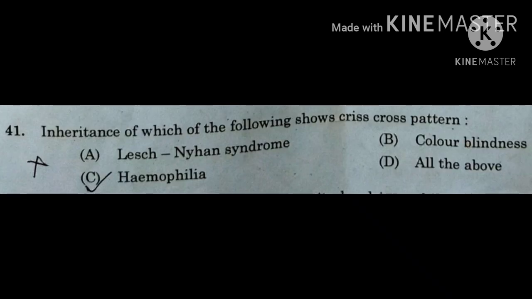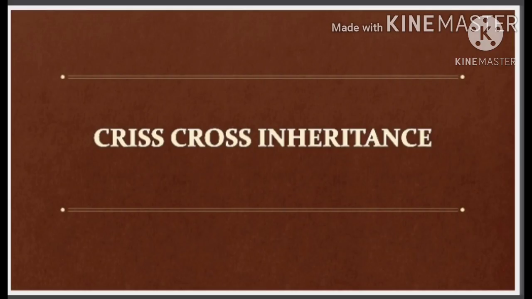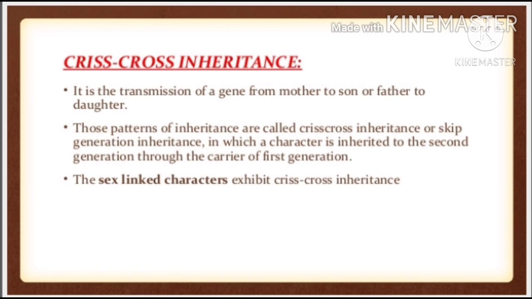Okay, inheritance of which of the following shows crisscross pattern? Option A, Lesch-Nyhan syndrome. Option B, color blindness. Option C, hemophilia. And option D, all the above. Let us understand crisscross inheritance in brief. What do you mean by inheritance? The phenomenon of transfer of characters from parents to offspring or young ones can be called inheritance, and such characters are called inherited characters.